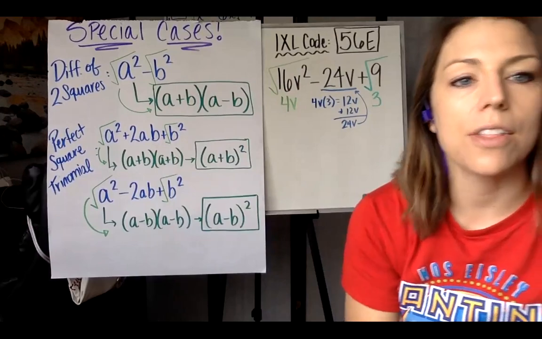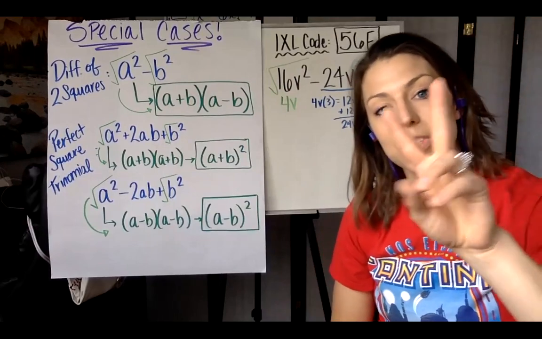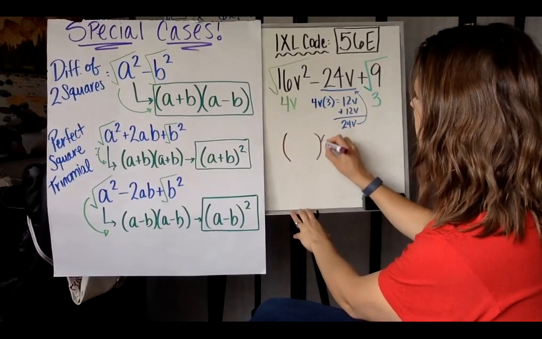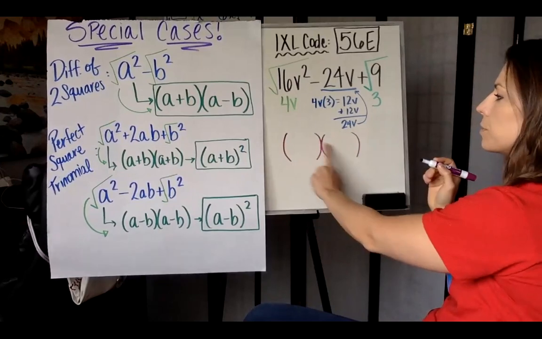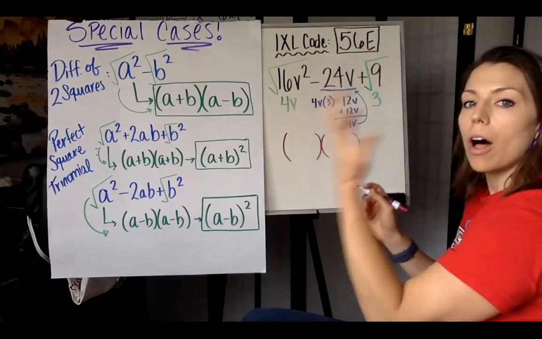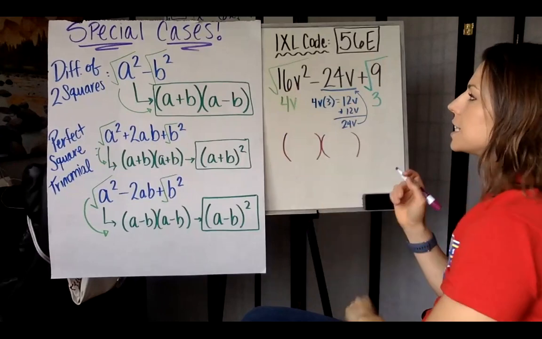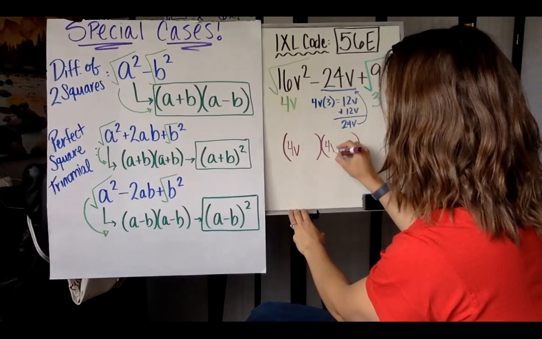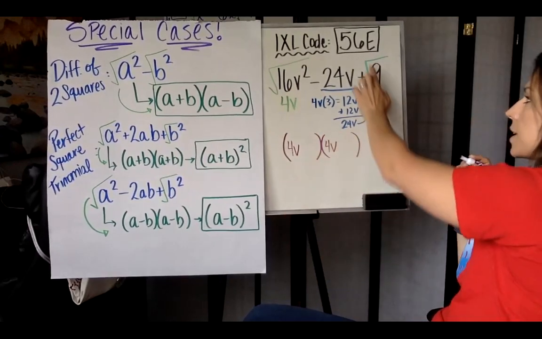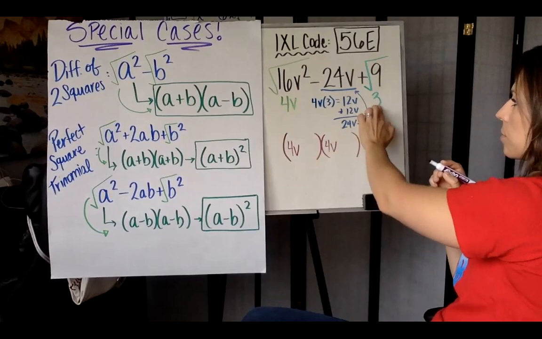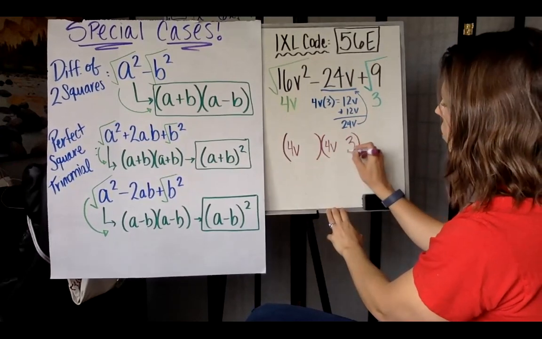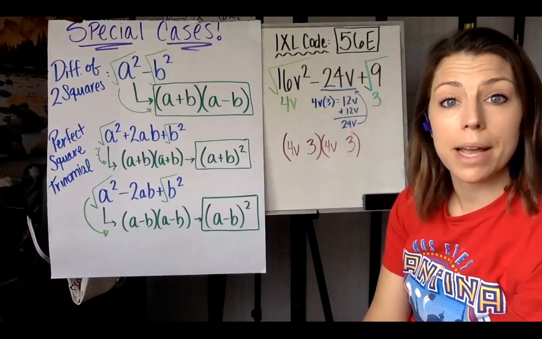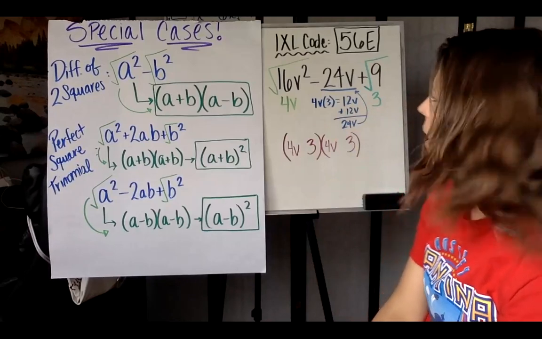Here's the cool part. Now that we know it's a perfect square trinomial, it takes 2 steps to factor. Step 1, product of 2 binomials. The first term is going to be the square root of the first term, which we already found. The square root of 16v squared is 4v. So this is 4v and 4v. The second term is going to be the square root of the last term. Square root of 9 is 3. 3 and 3. Now the question becomes, is it plus 3 or is it minus 3? Where do we look to figure that out?